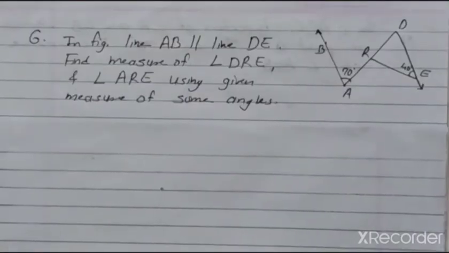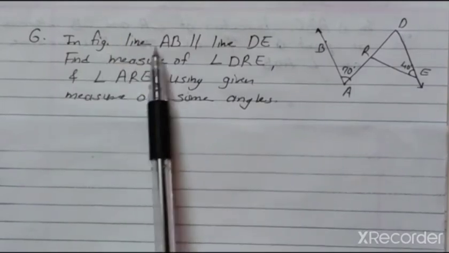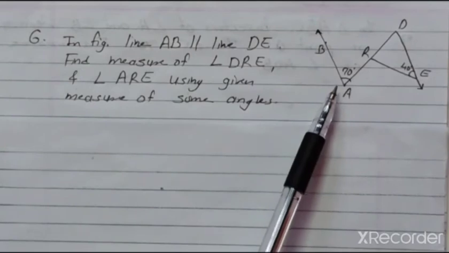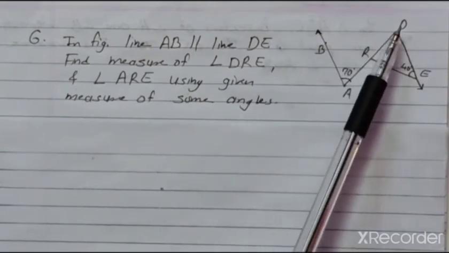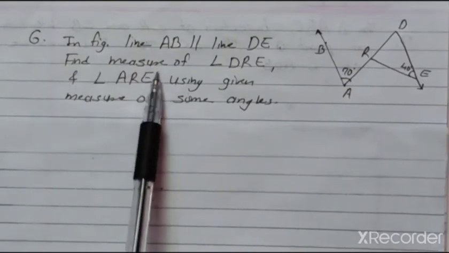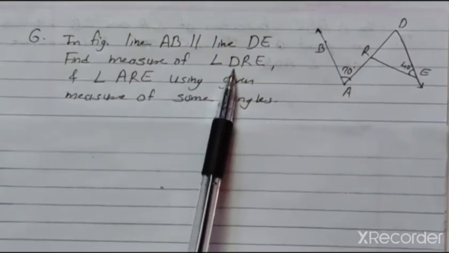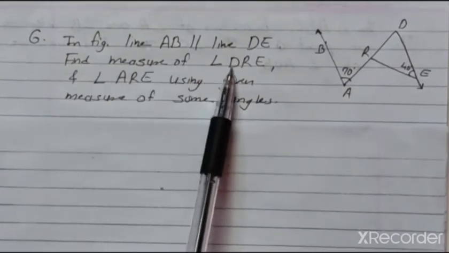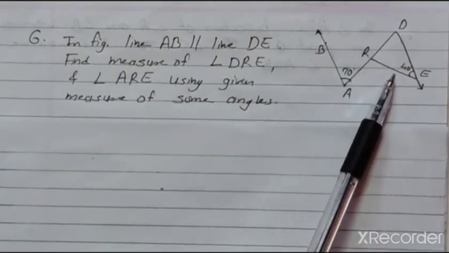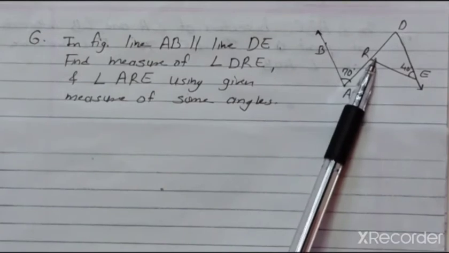Question number 6. In this question, line AB and line DE, both lines are parallel. Line AB is this line and line DE is this line. So these two lines are parallel. It is given the measure of angle D. Find the measure of angle DRE. Angle DRE is this one, which means we have to find the measure of this angle.